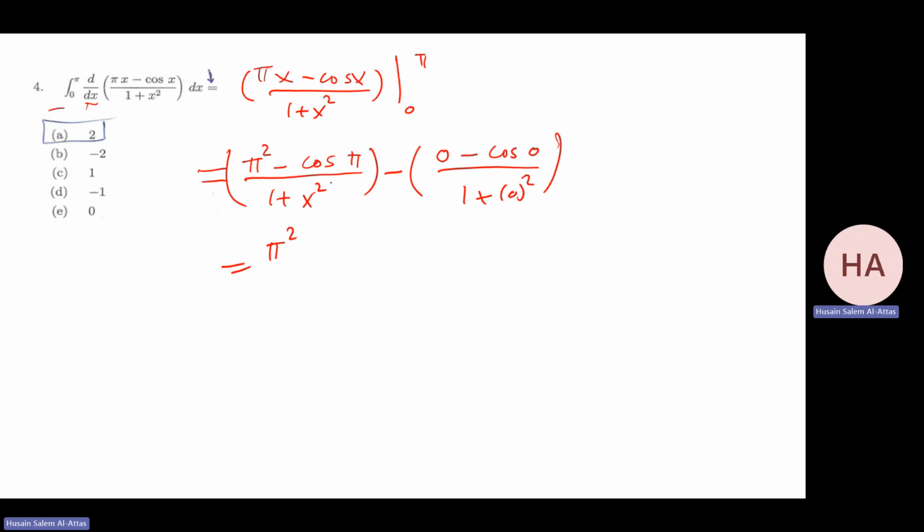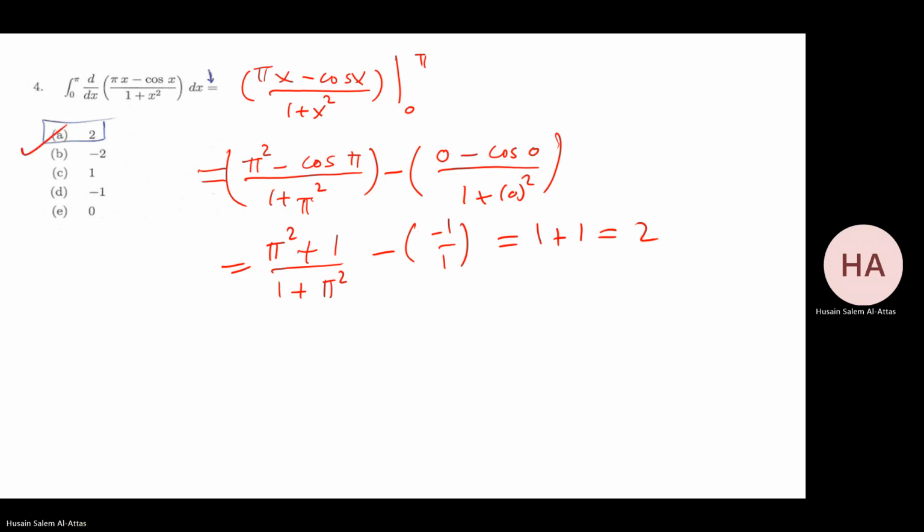That will be what? Pi square. Oh, sorry, this is pi square. I substitute x to be pi. Okay. So pi square, cosine pi is -1, plus 1 over 1 plus pi square, minus cosine 0 is 1. So it will be -1 over 1. That will be 1 plus 1, which is 2. Okay.